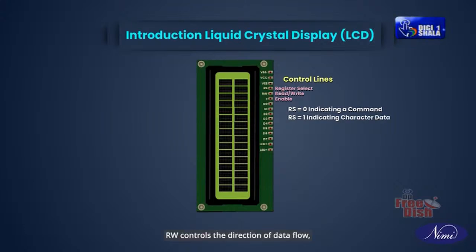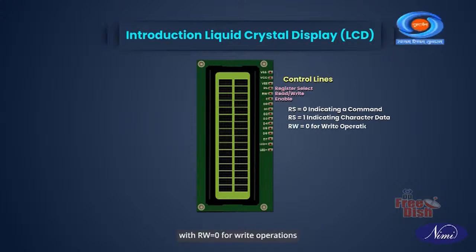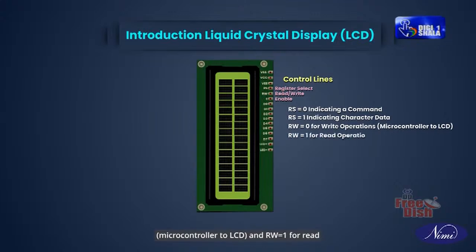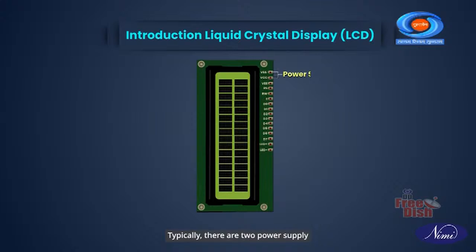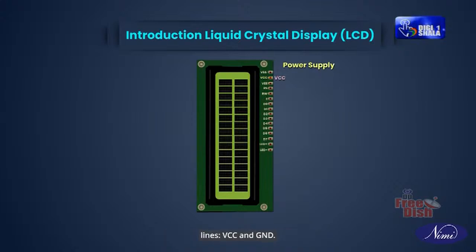RW controls the direction of data flow, with RW equal to 0 for write operations, microcontroller to LCD, and RW equal to 1 for read operations, LCD to microcontroller, although read operations are less commonly used in LCD interfacing. E enable initiates data transfer by latching the data present on the data lines into the LCD's internal registers. Typically, there are 2 power supply lines, VCC and GND. VCC supplies the required operating voltage to the LCD, usually plus 5 volts. GND serves as the reference point for electrical potential.